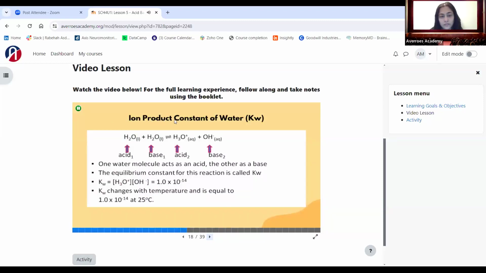We can also create an equilibrium constant for this called the ion product constant of water, or Kw. So recall our equation, right? We have two water molecules colliding together. One acts as an acid, one acts as a base, creating our hydronium and hydroxide ions. So one water molecule acts as the acid, the other as a base, and the equilibrium constant for this reaction is called Kw. And the value of Kw is 1.0 times 10 to the power of negative 14. And our equation for that is the concentration of hydronium ion times the concentration of our hydroxide ion.